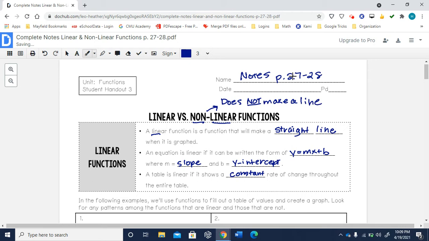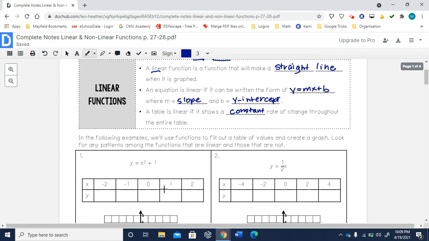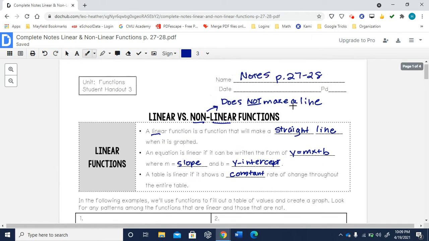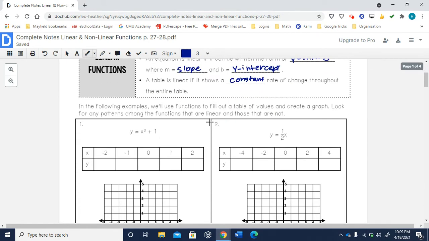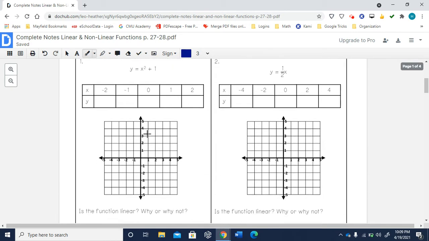Okay. So what we're going to do first is use some tables of values and graphs. If I can graph it, I can see if it's a line or not a line. So if we look at number 1, they gave us an equation, y equals x squared plus 1. So I want to graph that equation. In the table they gave us different values for x, and I want to find what the y value is at that number.